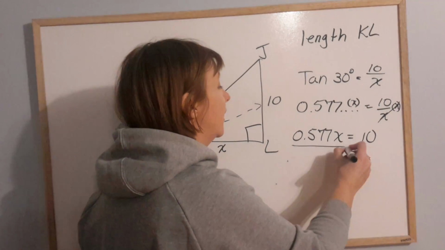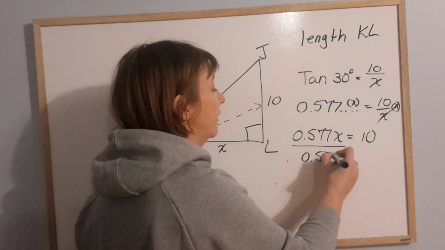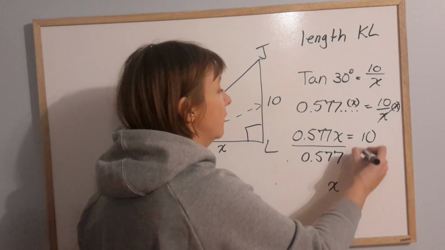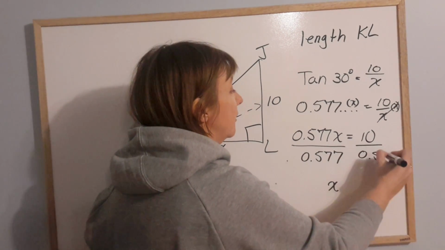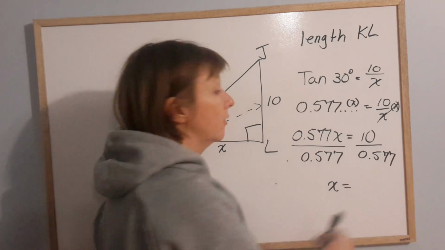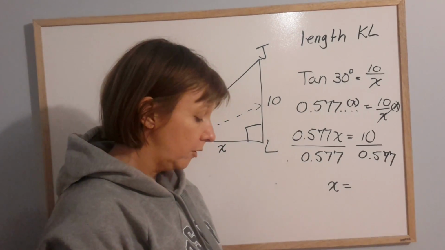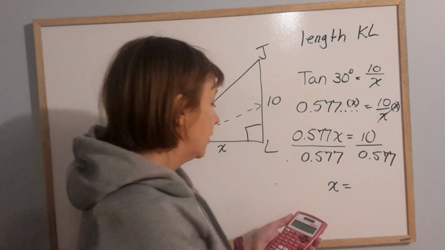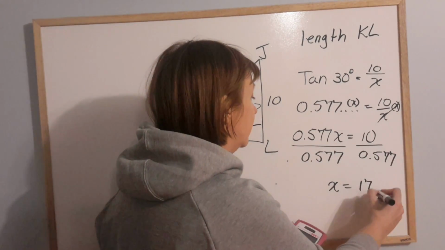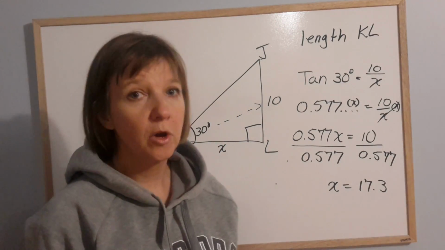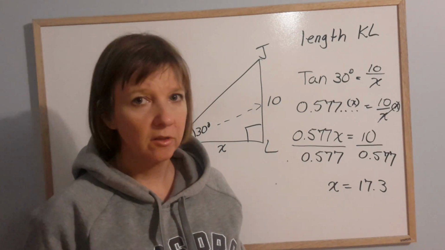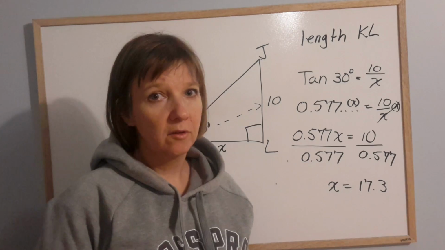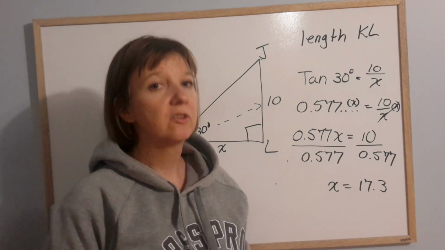So we're going to divide by 0.577 so that x is by itself. So I'm just going to my calculator and I'm going to do 10 divided by 0.577. And I'm going to get 17.3. Now pay attention to where they want you to round it to. Do they want you to round to the nearest tenth? Do they want you to round it to the nearest unit? Where do they want you to round it to?